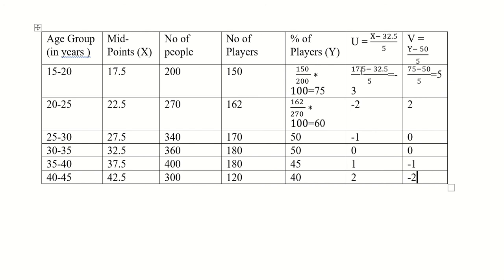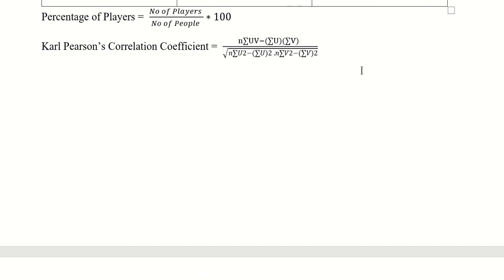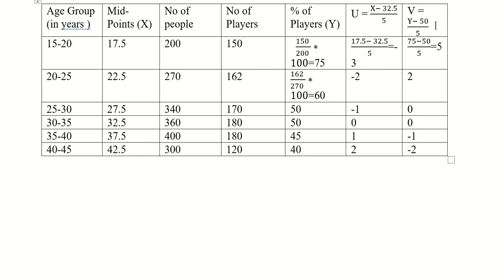So u and v we have calculated. Now we'll see the formula. In the formula, what do we need? u square we need, and u into v also we need. So we need 3 things now: u square, v square and u into v. We'll calculate these 3 things now.